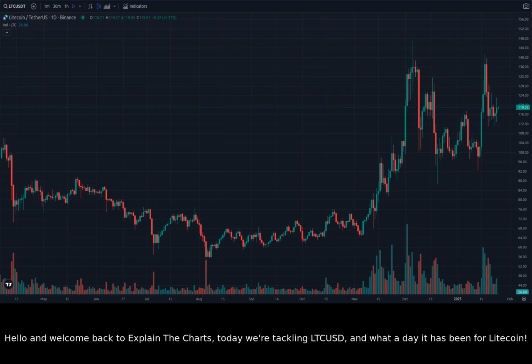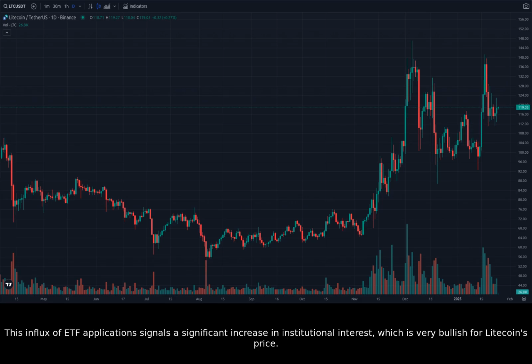Today we're tackling LTCUSD, and what a day it has been for Litecoin. The cryptocurrency market has been buzzing with news of multiple ETF filings, particularly concerning Litecoin. Three separate firms, Grayscale, CoinShares, and Canary Capital, have all recently filed to create Litecoin ETFs. This influx of ETF applications signals a significant increase in institutional interest, which is very bullish for Litecoin's price.